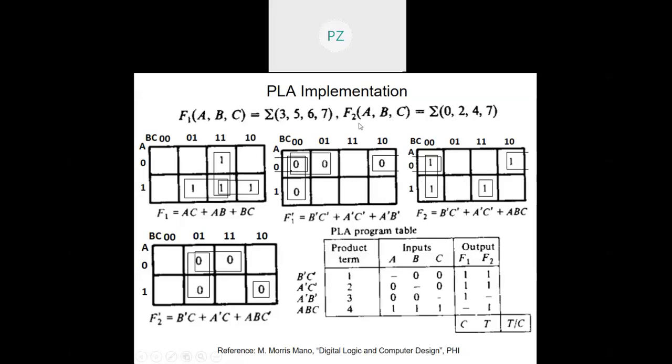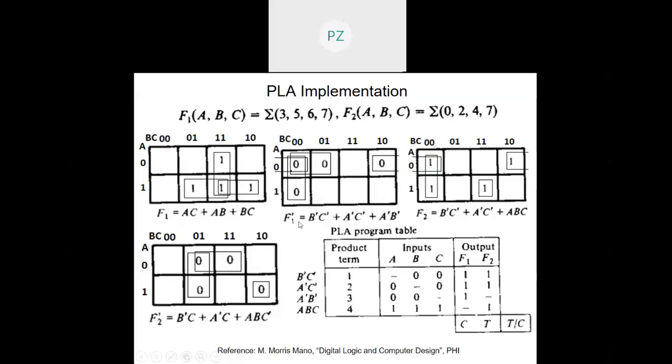I'll also do F2 dash. Now I see what all product terms I'll get. This table becomes the PLA program table now. What does it show? Let's start from here. I should realize F1 in its complement form, which means this one, and F2 in its true form. So these two should be realized.